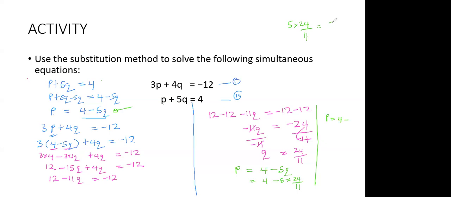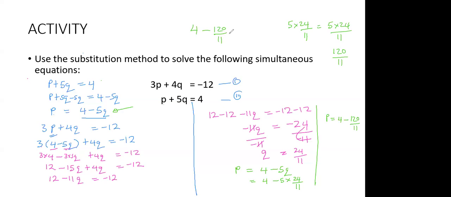Now here, you have 5 times 24 out of 11. First do your mathematics: 5 times 24 out of 11. Then you say 5 times 24. What do I get? So that one is, I think, 120 out of 11. But still you can't divide 120 out of 11. So you carry it, 120 out of 11. So here you have your answer, 4 minus 120 out of 11.